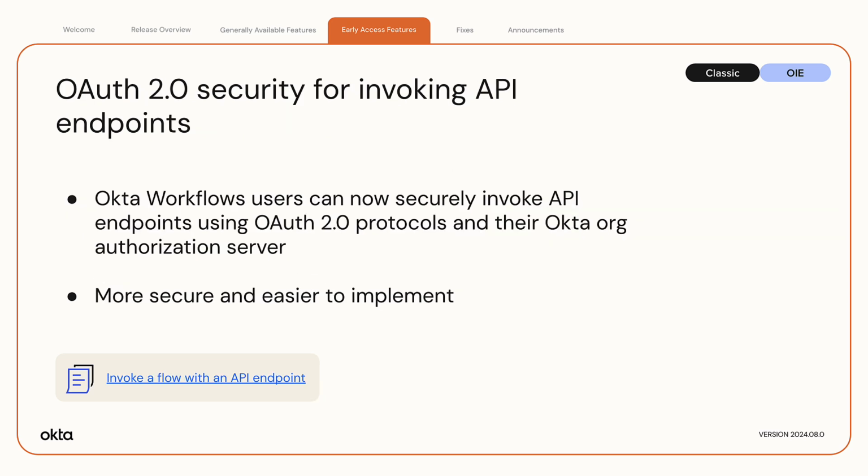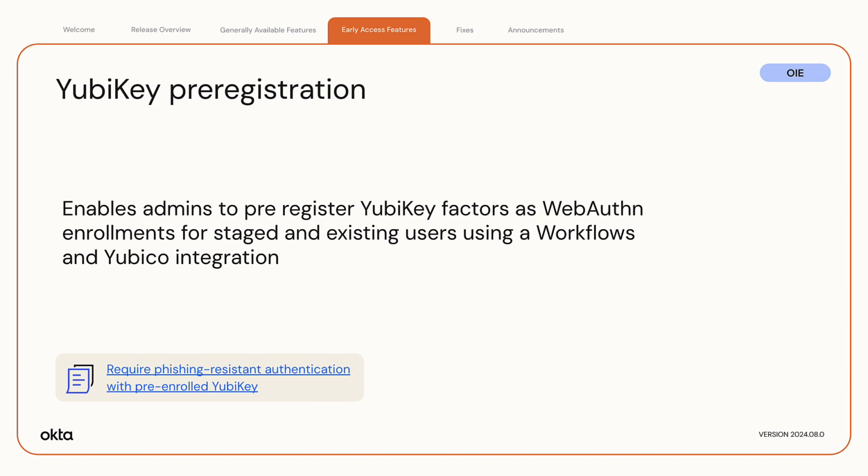OAuth 2.0 Security for invoking API endpoints. Okta Workflows users can now securely invoke API endpoints using OAuth 2.0 protocols and their Okta org authorization server. Compared with the existing token authorization option, this feature is more secure while also being easier to implement. Add the Okta Workflows Invoke Manage scope to any new or existing app integration to make it eligible to invoke your API endpoint.